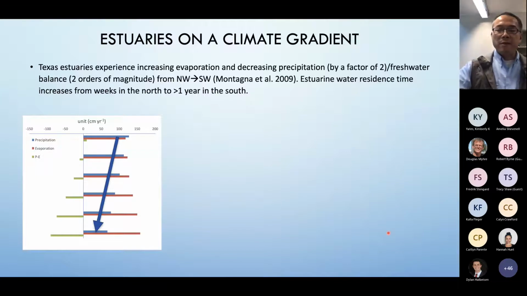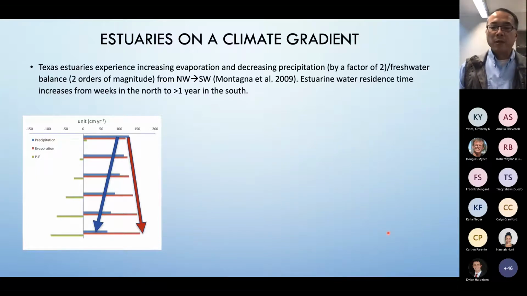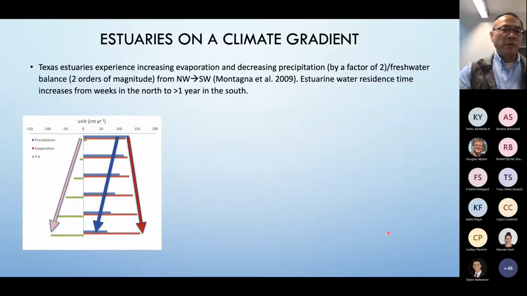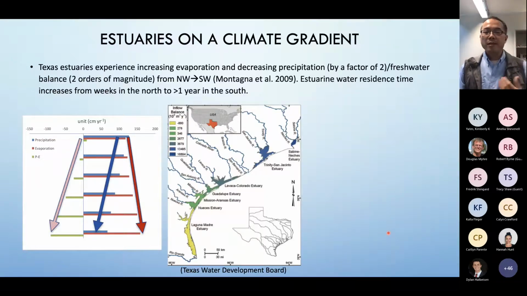And at the same time, there is greater evaporation. So in the end, if you account for the freshwater balance, you can see that in the northern part of the coastline, there can be net fresh water coming in. But if you move to the south, water is getting more and more scarce. So the availability of fresh water controls the so-called inflow balance. That is basically you subtract the water loss from the water input.